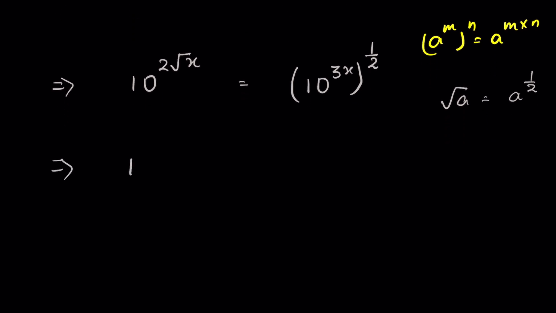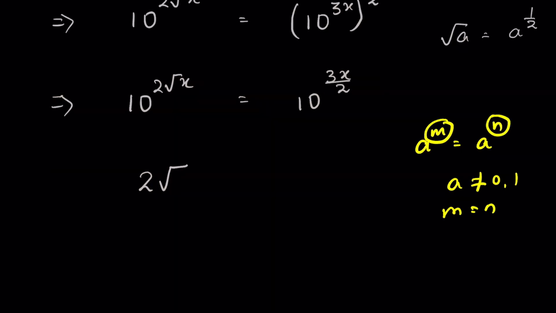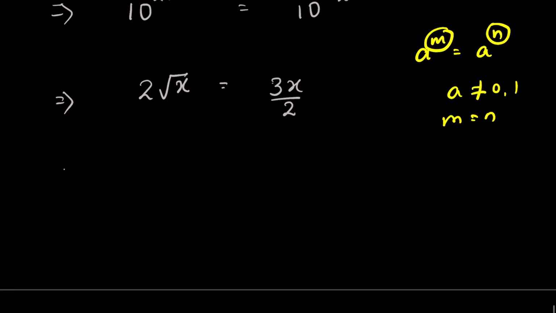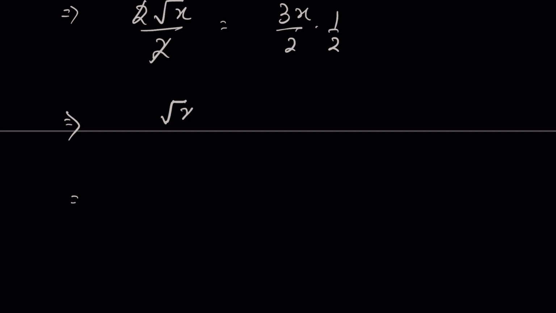So this will be 10 to the power 2 times square root of x is equal to 10 to the power 3x upon 2. Now there is a rule: if a to the power m is equal to a to the power n, and a is not equal to 0 or 1, then m is equal to n. That means 2 times square root of x equals 3x upon 2, or if we divide both sides by 2, this 2 and this 2 get cancelled. So this will be square root of x is equal to 3x upon 4.